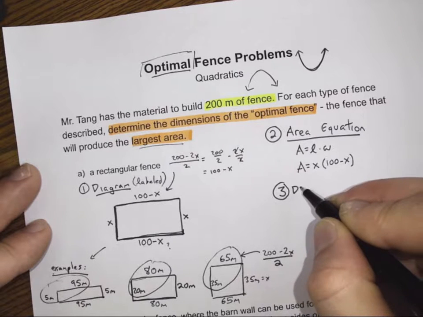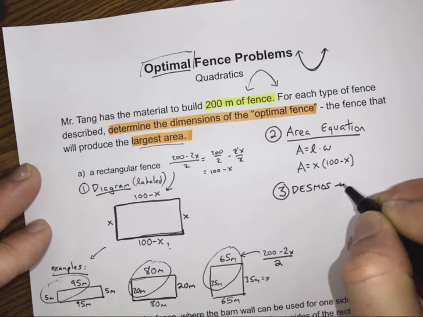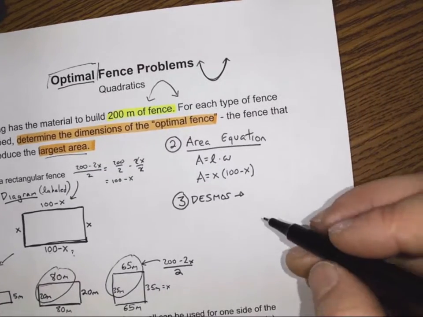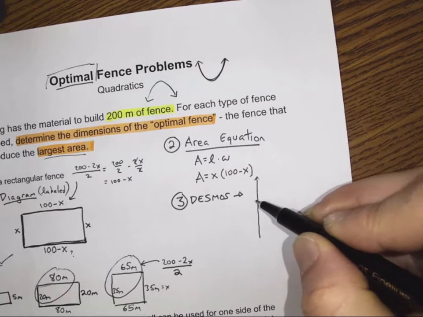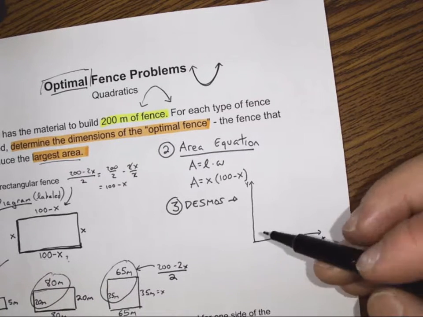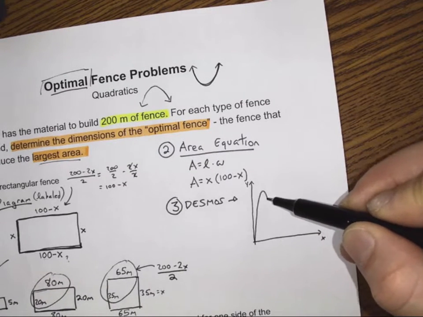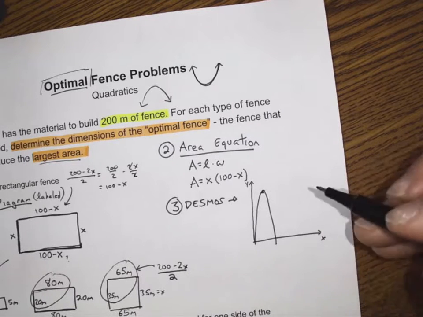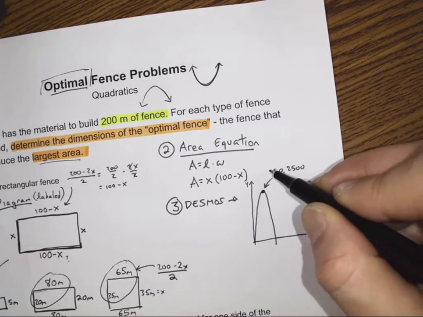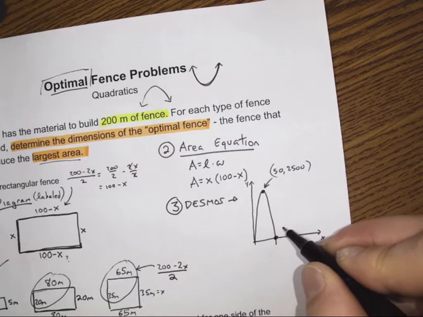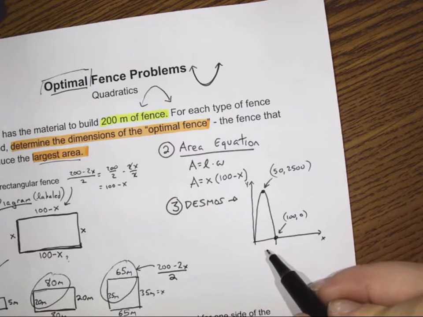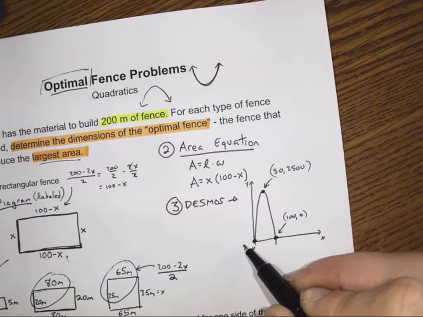So step 3 is we're going to use Desmos. And we're going to get a sketch of what this thing looks like. Now I'm going to just draw the general idea here. We end up with a y-axis here and an x-axis here. We end up with a parabola that looks something like this. And there's a little vertex here. And that vertex is at 50 and 2500. We end up with a point here, which is at 100, 0. And we end up with a point here at 0, 0.